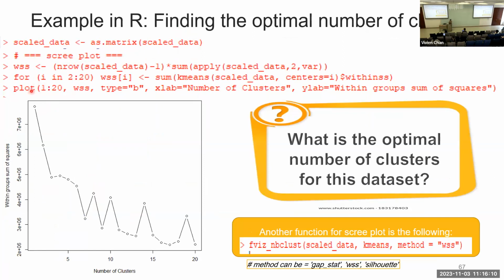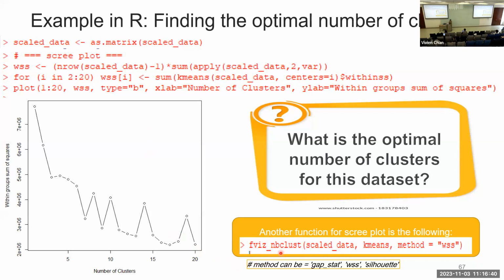Then the next step is we do a scree plot. So this is a scree plot. We have talked about using the elbow function. These four lines are actually equivalent to this single function. For simplicity, you can just use this single function. It will be easier.